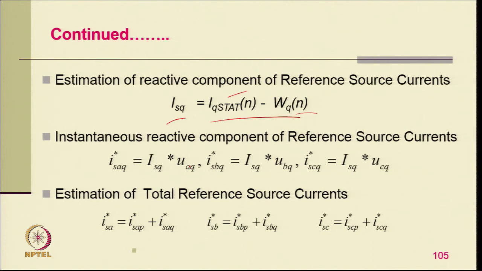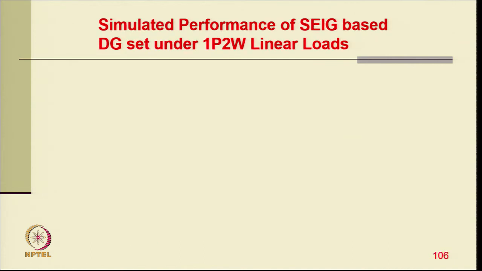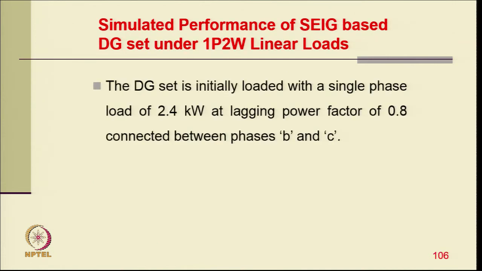With the quadrature multiplication you get the quadrature component of current also. So you add both the in-phase component and the quadrature component of the generator current, which gives you the three-phase reference current, and then you are able to compare it with the sensed current and generate the gating signals for the converter.